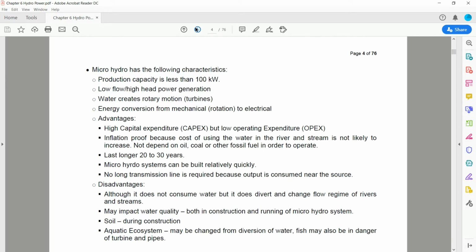So the disadvantages of the microhydro system: although it does not consume water, it does divert and change the flow regime of the river and stream, and may impact water quality both in construction and running of the microhydro system. So it affects soil during construction, and also the aquatic ecosystem may be changed from diversion of water. Fish may also be in danger from turbines and pipes.